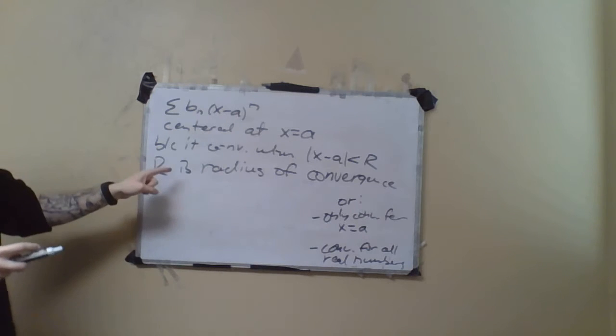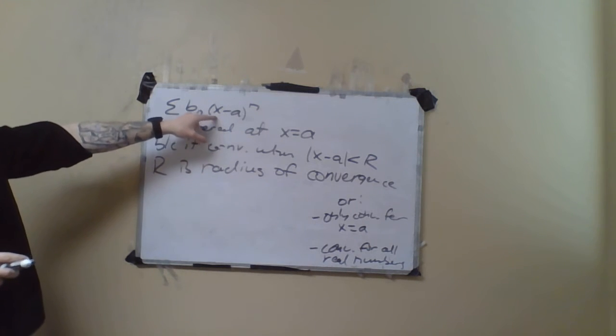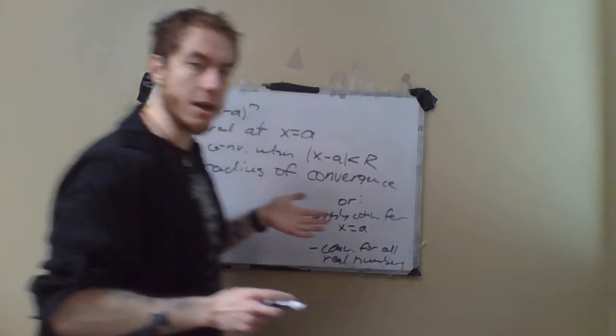Anyway, the other reason we call this a radius is because it turns out that this works even if we allow x to be a complex number. It turns out that the same argument applies.